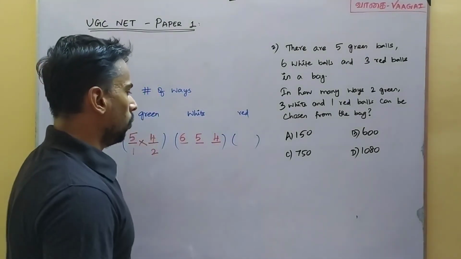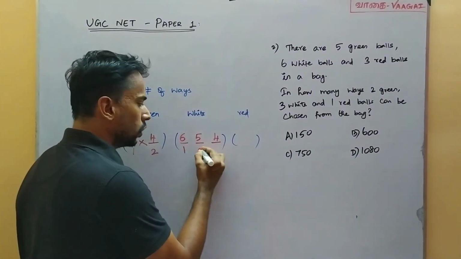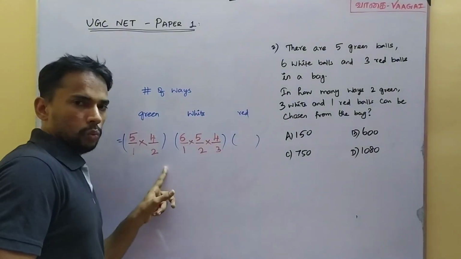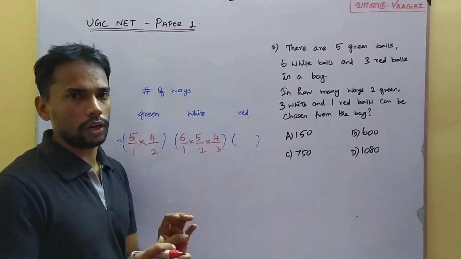Okay. Now again, to avoid the repetition, what do we need to do? We need to divide it by 1 into 2 into 3. So here with 2 slots, 1 into 2. Here we got 3 slots, so 1 into 2 into 3. This is the way we have to continue the calculation.